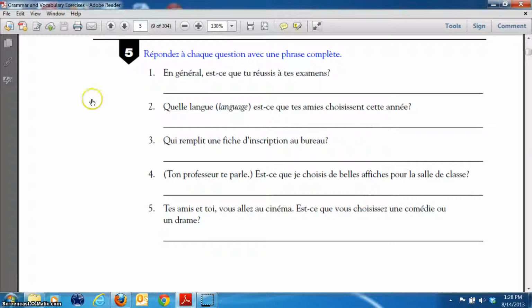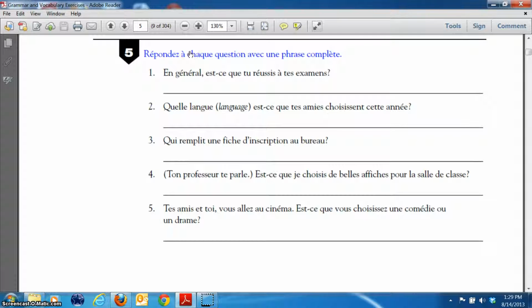Now, this section here asks personal questions. Always remember that when you have to, you must answer with je. So in general, do you succeed or pass your exams? And you need to say either yes, I pass my exams, or no, I don't pass my exams. But remember, this has to change, and then this has to change. Okay? So you're going to say je réussis. And remember, the je and tu with the ER verbs are spelled the same. Okay? So oui, je réussis à mes examens.